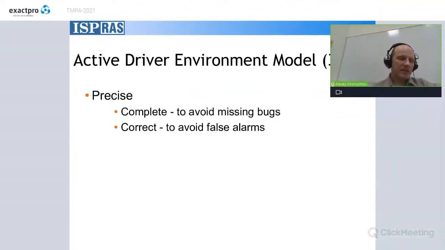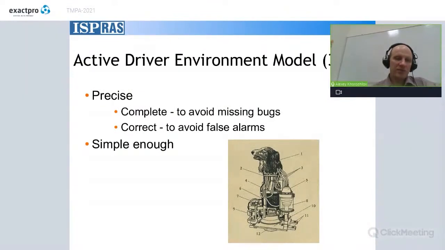So it also requires quite manual effort to describe such driver environment models that have to be complete, but at the same time correct. And also they have to be simple enough so that our current software model checking tools can handle the code that we will have, because if we build too complex, too precise an environment model, we could have big problems with application of the tools.